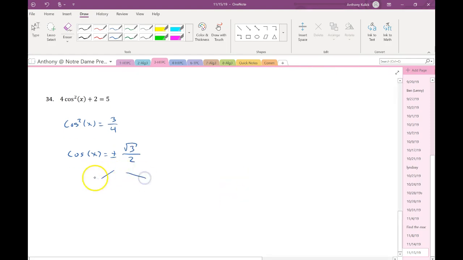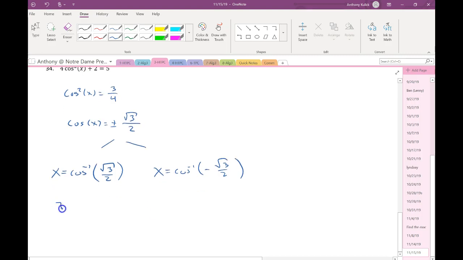So to solve for x, I'm going to need to break this into 2 equations. I'll take the cosine inverse of positive square root 3 over 2, and then the cosine inverse of negative square root 3 over 2. And then I'll go to my unit circle and look for the x-coordinates where I have square root 3 over 2. So for positive square root 3 over 2, that happens at pi over 6 and 11 pi over 6. For negative square root 3 over 2, that happens at 5 pi over 6 and 7 pi over 6.